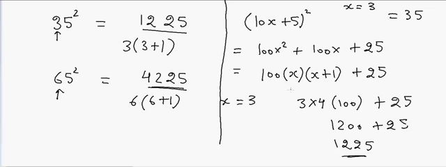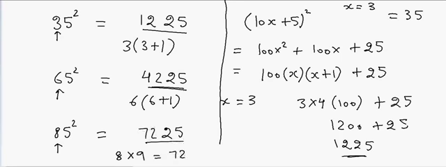So basically we are adding 1 to the first digit, multiplying it with the first digit, multiplying by 100 and then adding 25 at the end. Another example, if I have 85 square and I want to do a square, that will be equal to 25, and we'll do 8 into 9, that's equal to 72. So the answer is 7225. So this is how this trick works.